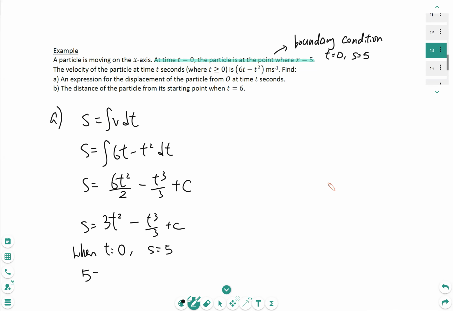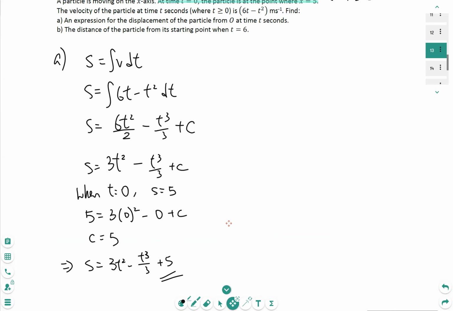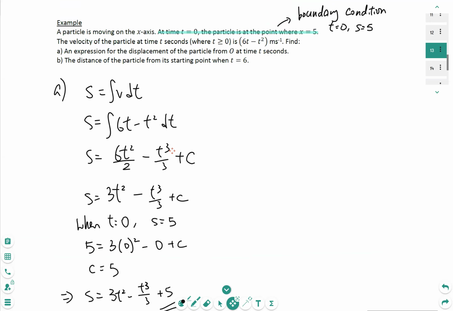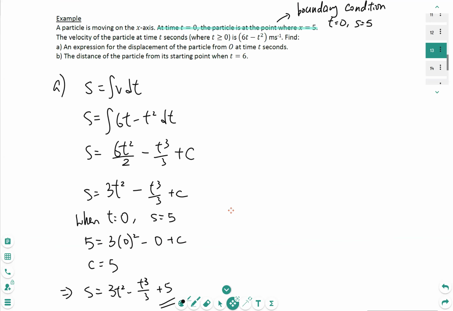Sub it in. 5 equals 3 times 0 squared minus 0 plus c. And you should get c equals 5. So if c equals 5, you have to rewrite the equation. T cubed over 3 plus 5. Okay? Can you not write a final line? You can't, because the question needs an expression for displacement. So if you don't write a final line, you will lose the last mark.